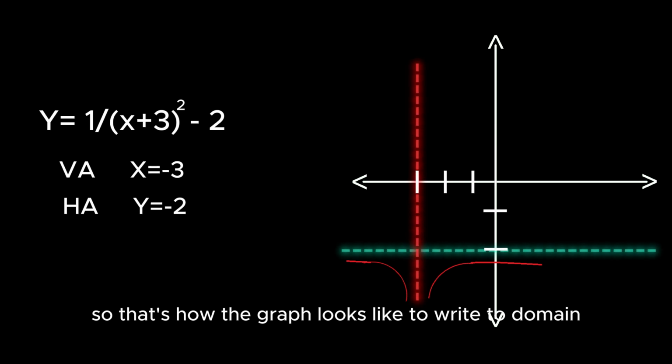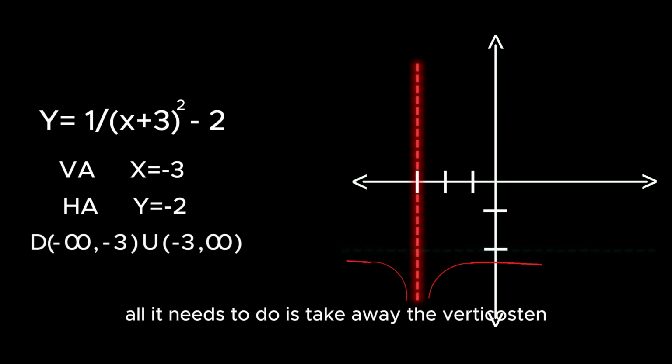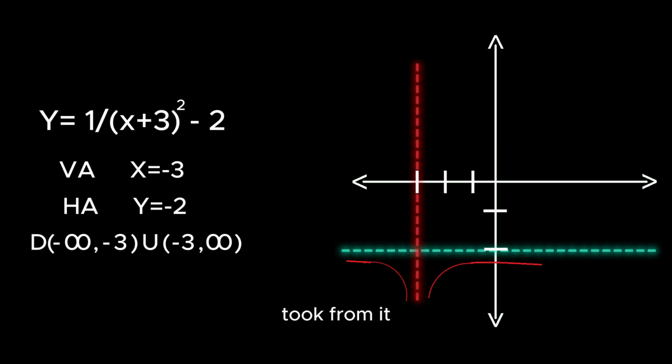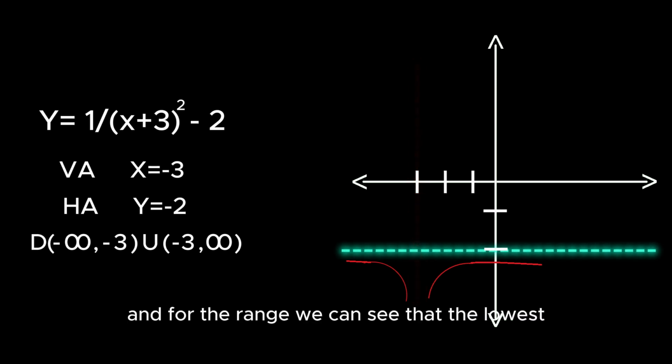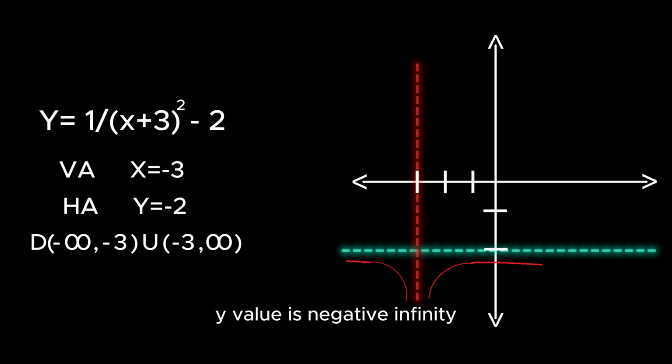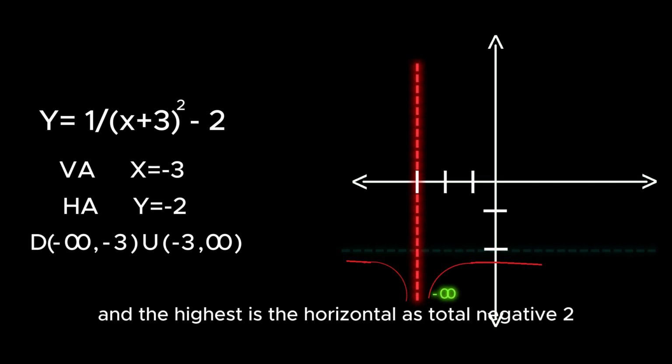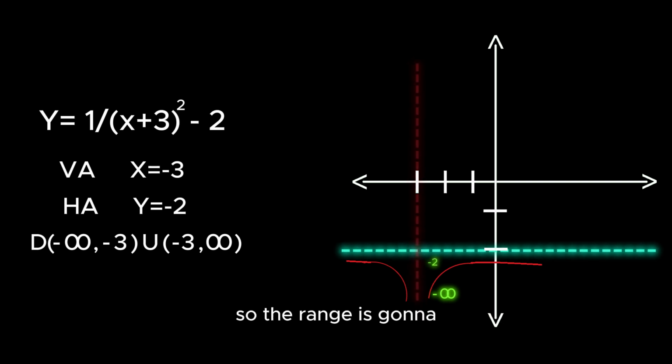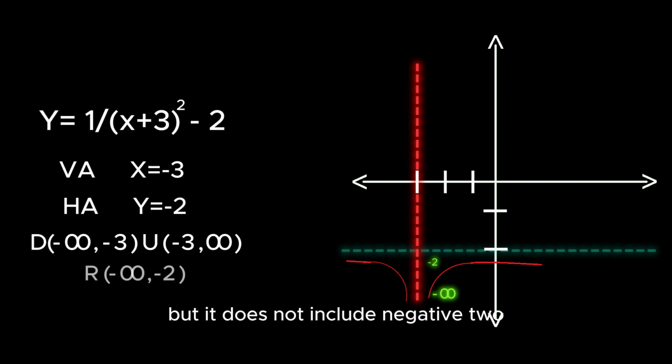To write the domain, it's going to be the same. All we need to do is take away the vertical asymptote from it. And for the range, we can see that the lowest y value is negative infinity, and the highest is the horizontal asymptote of negative 2. So the range is going to be from negative infinity to negative 2, but it does not include negative 2.